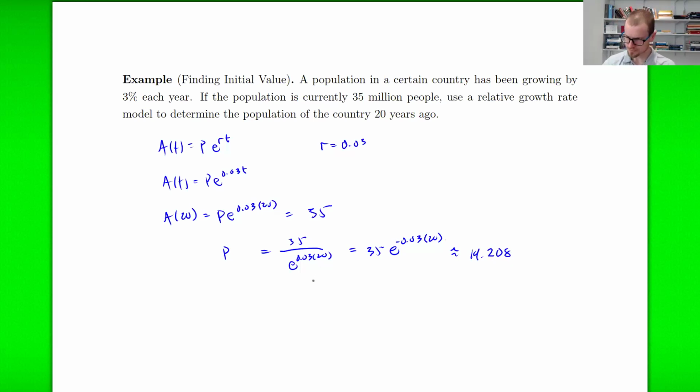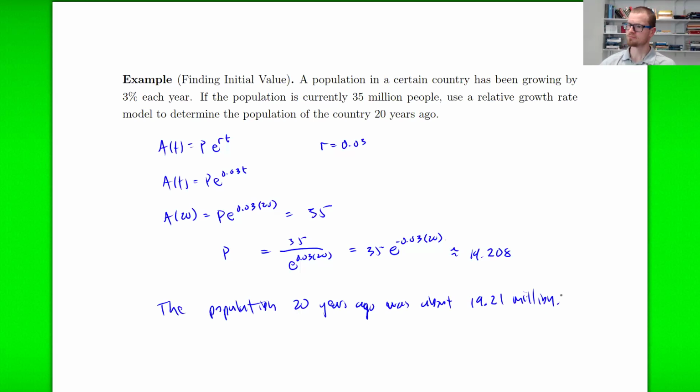That should be sufficient. So the population 20 years ago was about 19.21 million. Awesome. Pretty simple, pretty straightforward. And we used, again, the information that we had to create that relative growth rate model.